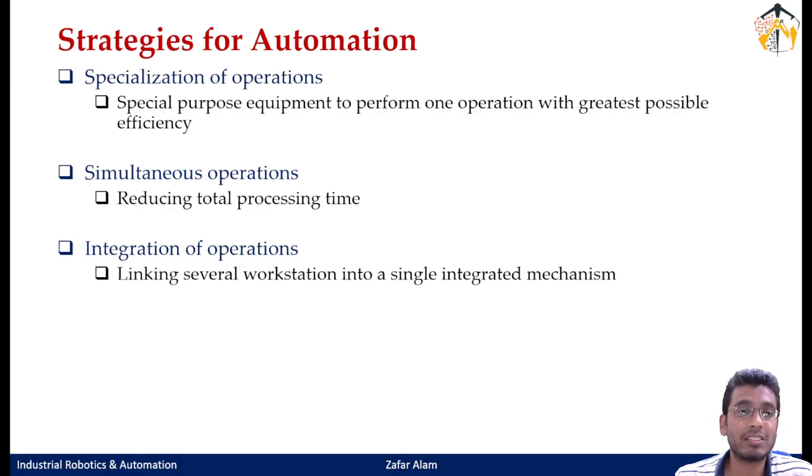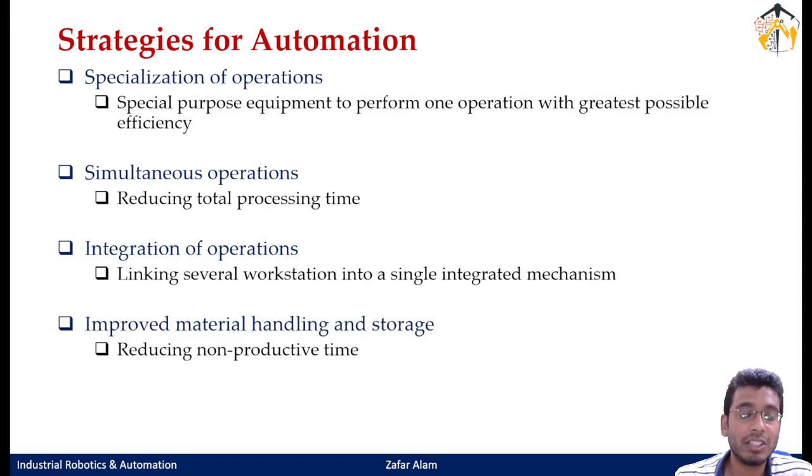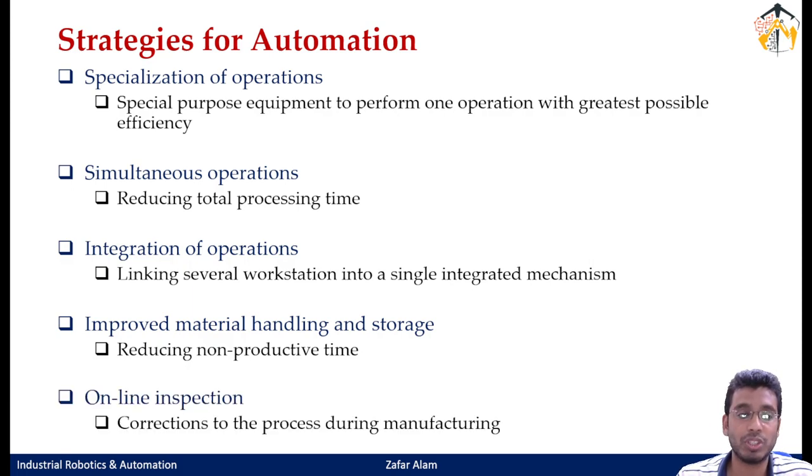Then again, the integration of the operations, for example, linking of several workstations together. If you have one workstation and another, you link them. And when you link them, what do you require? You require material handling or storage. For example, once a good has been manufactured, something will take that finished product from station A to station B so that further operation can be done on station B. So you must have your material handling and your storage portion of it.